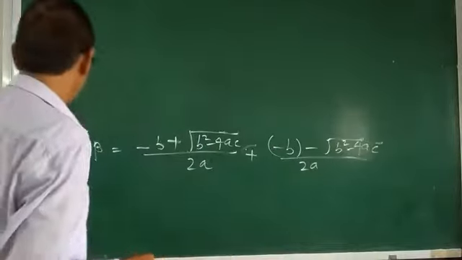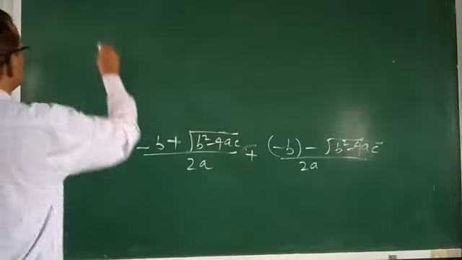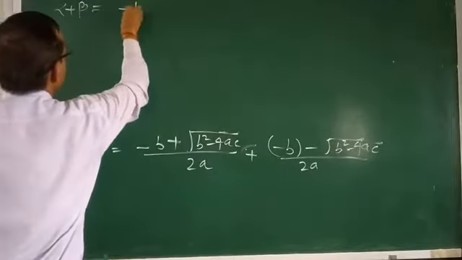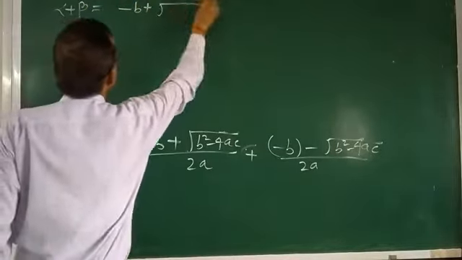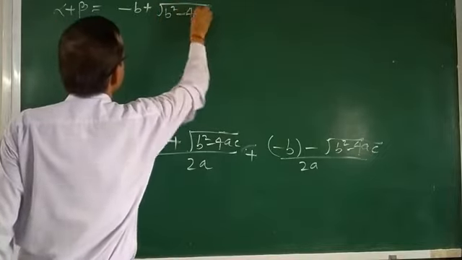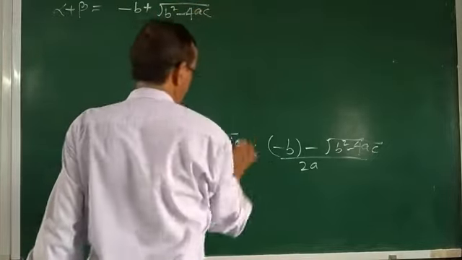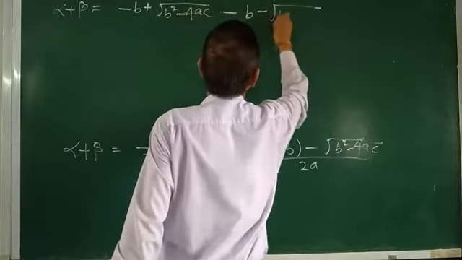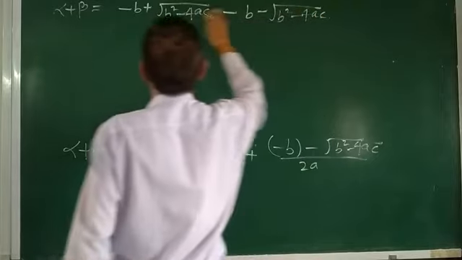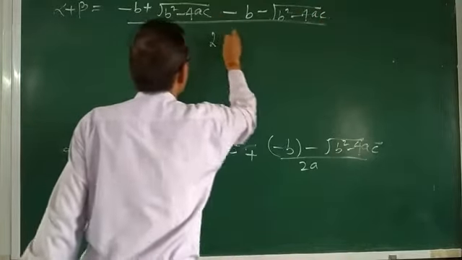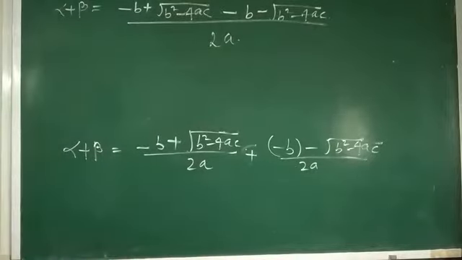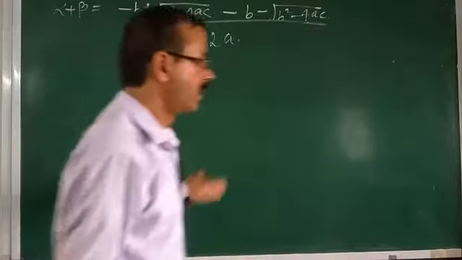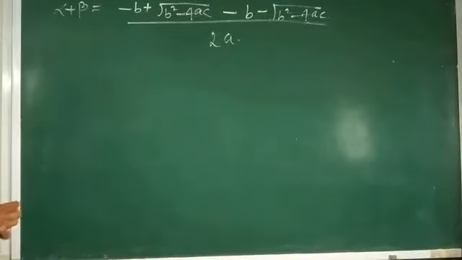Yeah. So if I say, you can find that alpha plus beta is equal to minus b plus under root b square minus 4ac, plus minus b minus under root b square minus 4ac, whole upon 2a. Yes. So simplify that. What will be the result after simplifying?